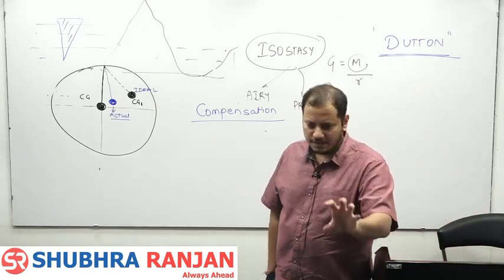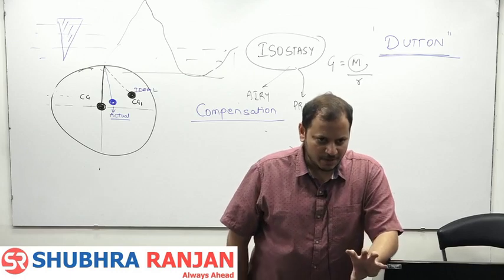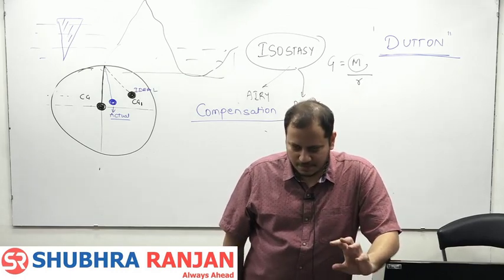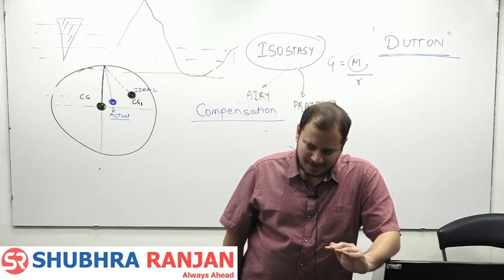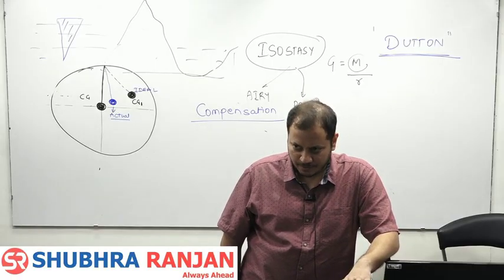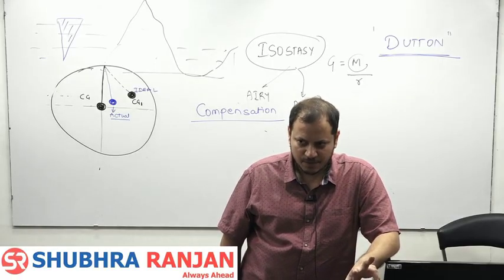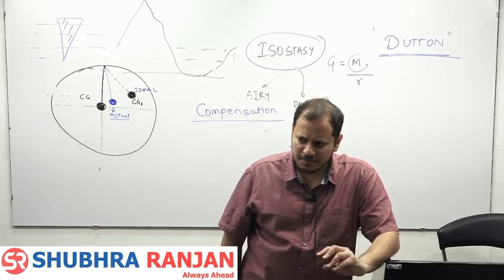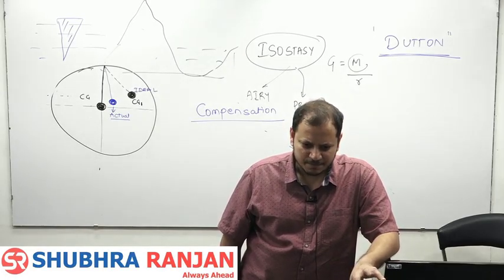That is how the equilibrium is maintained on the rotating earth. Kitna pressure the rocks are going to put, kitna pressure the mountains are going to put, and kaun se depth tak it is going to put. Now there are two contrasting views. One is of Airy, one is of Pratt. Very easy concept, much easier than what we have studied up tak.